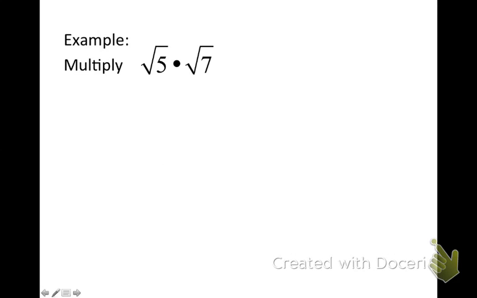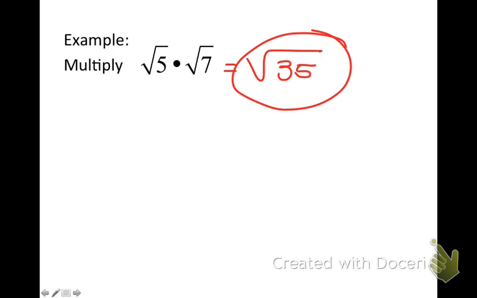Okay, so if I have the square root of 5 times the square root of 7, that would result in the square root of what? 35. Can I simplify that? Any of these divide into it? Nope, so I'm done. That is the simplified version.